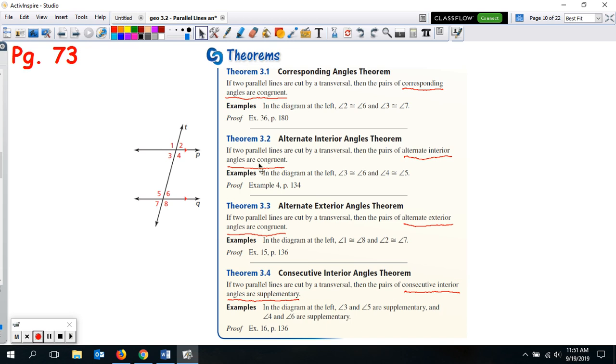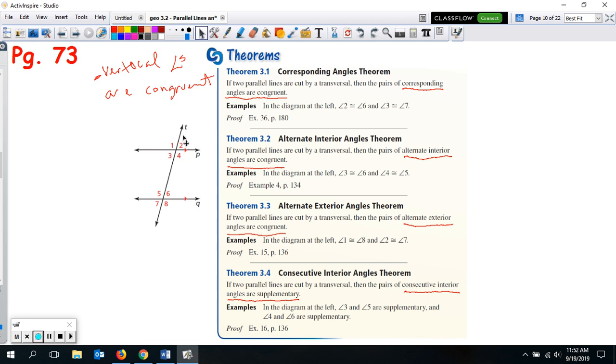Now I want you to also write down here on this paper, just somewhere, maybe up above, we have vertical angles right there on your vocabulary. Let's put that there. So above the theorems on 73, you have vertical angles, and we know vertical angles are always congruent. You can just write they are congruent.